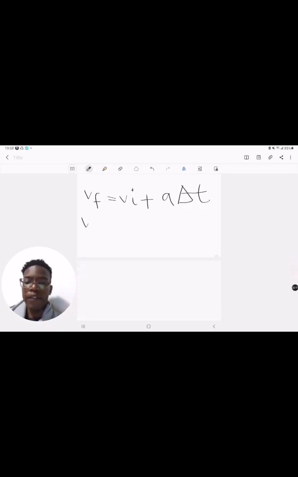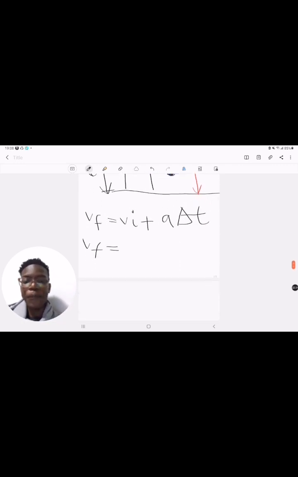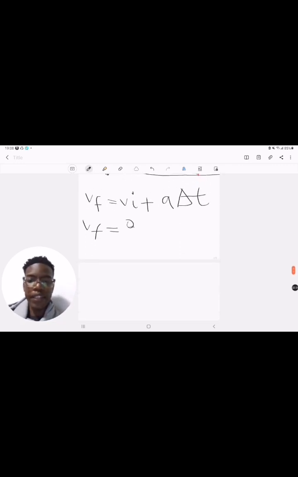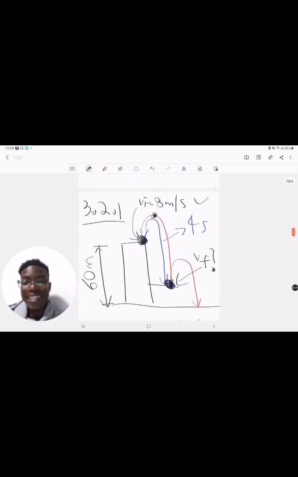So what is vf? That is what we've been asked to calculate. Our final velocity at the point where the object bounces off the balcony is equal to the initial velocity vi. What is our vi? vi is 8 meters per second. This is 8 in the upwards direction. It has been thrown up, so it's plus 8. Remember, sign convention is very important, especially for your vectors. If you're dealing with a vector, please always include the sign.